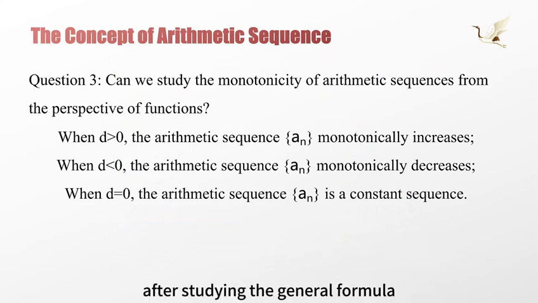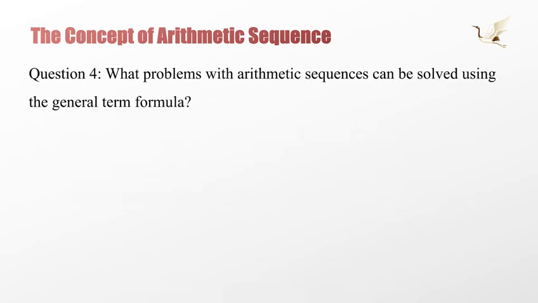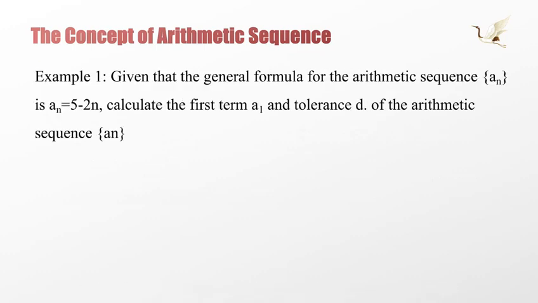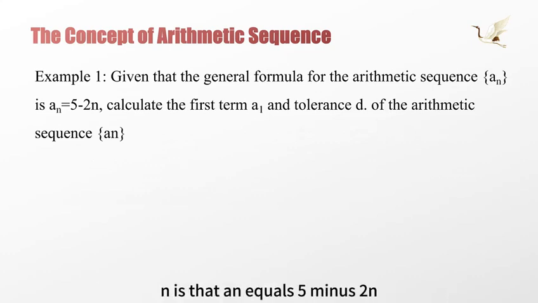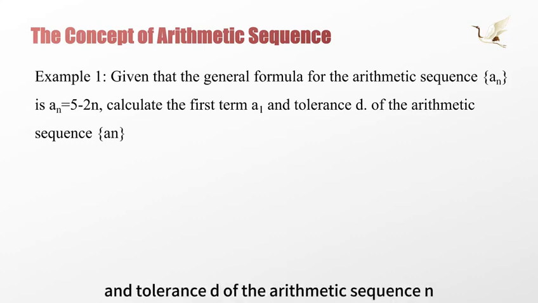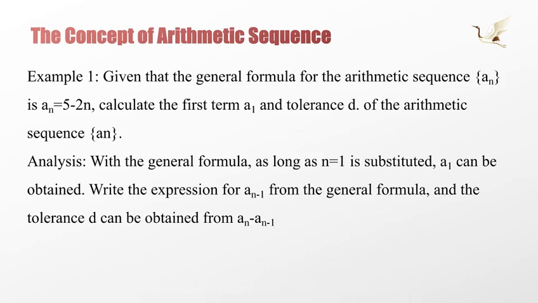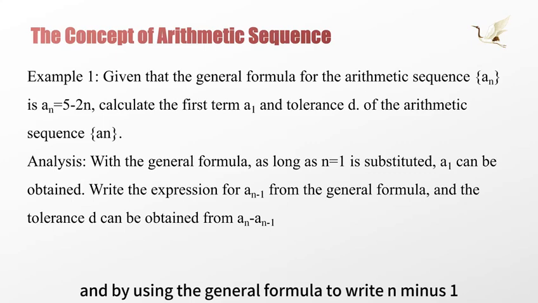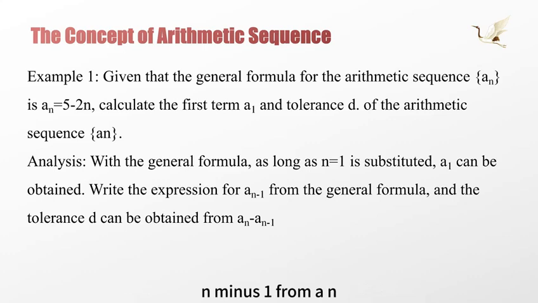Okay, after studying the general formula and the concept of common difference, let's take a look at what problems can be solved using the general formula for arithmetic sequences. Please refer to example 1. The general formula for the arithmetic sequence a_n is a_n equals 5 minus 2n. Find the first term a_1 and common difference d of the arithmetic sequence a_n. This problem should not be difficult because the general formula is known. We can calculate a_1 by substituting n equals 1 into the general formula, and by using the general formula to write a_(n-1), we can calculate the common difference d by subtracting a_(n-1) from a_n.